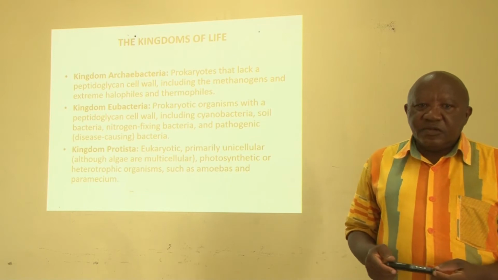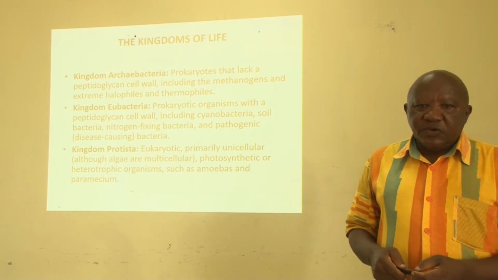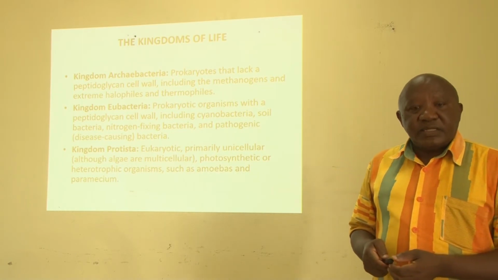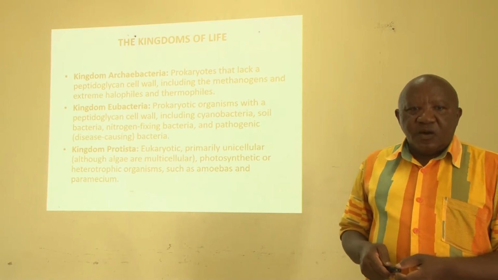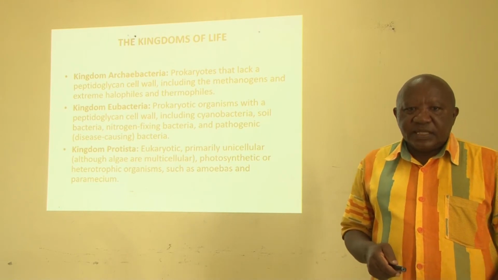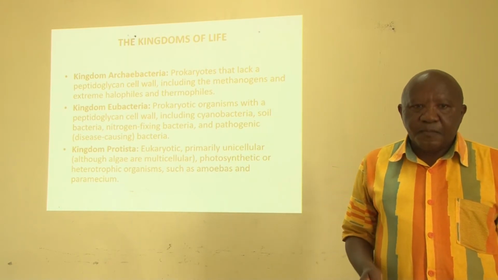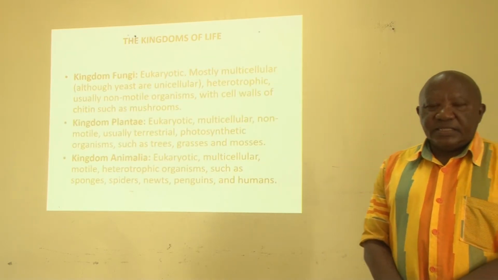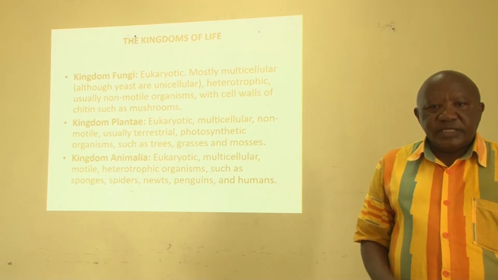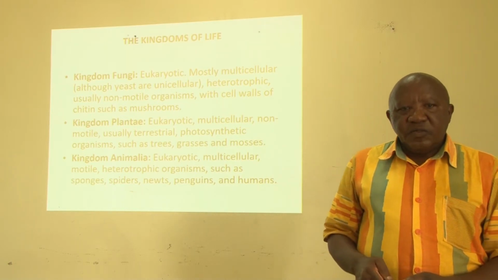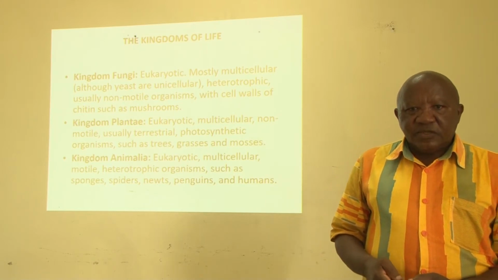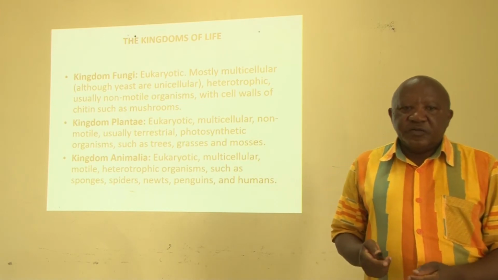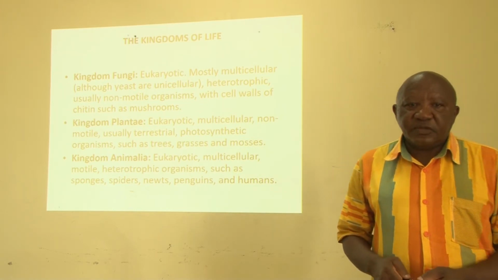The third kingdom is the Kingdom Protista, eukaryotic, primarily unicellular, although algae are multicellular, photosynthetic or heterotrophic organisms, such as amoebas and paramecium. Kingdom Fungi, also eukaryotic, mostly multicellular, although yeast are unicellular. Heterotrophic, usually non-motile organisms with cell walls of chitin, such as mushrooms.